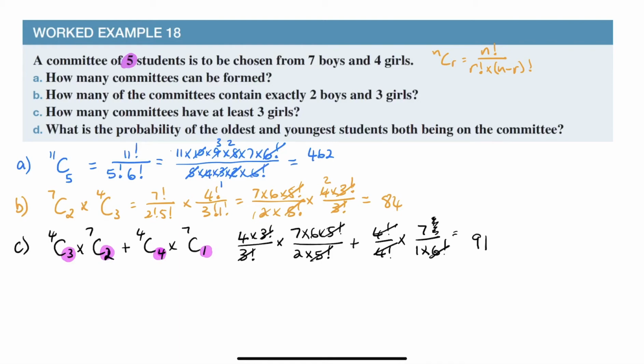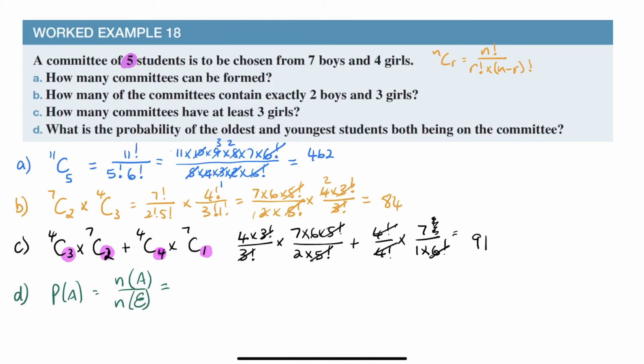The last example, in all of the previous ones, they've asked us how many. Now they're going to ask us, what is the probability? So we're going back to probability. Let's change colors. In D, we're looking at the probability of having the oldest and the youngest. Let the event that the oldest and the youngest student are on the committee be A. So the probability is the number of ways to have the oldest and the youngest divided by the total possibilities.